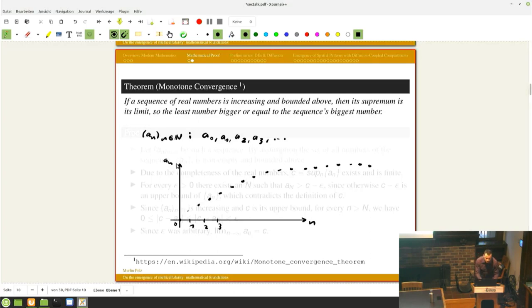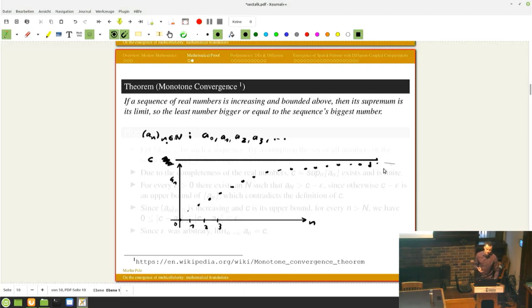Okay, so now I put this line right here. This is the axis, and this line is at C, right? I just call this number C, and let C be the smallest number which is bigger than every element in the sequence, where the sequence is increasing, increasing, increasing. The smallest number that is bigger than the largest element when we're going to infinity. So this is called the supremum.